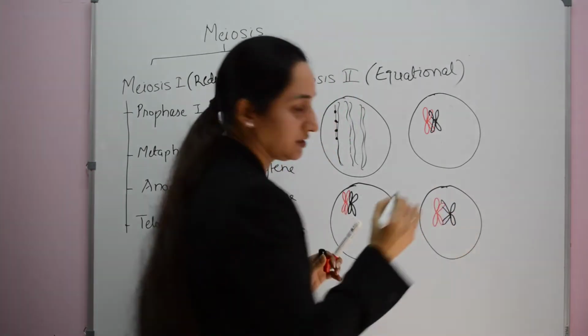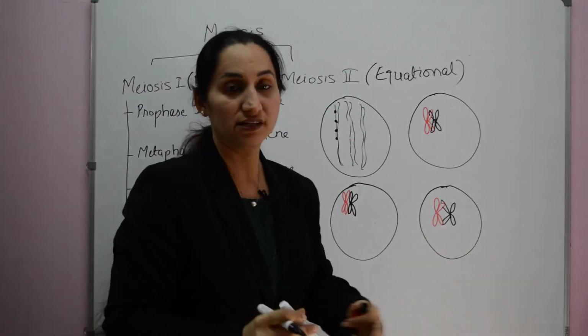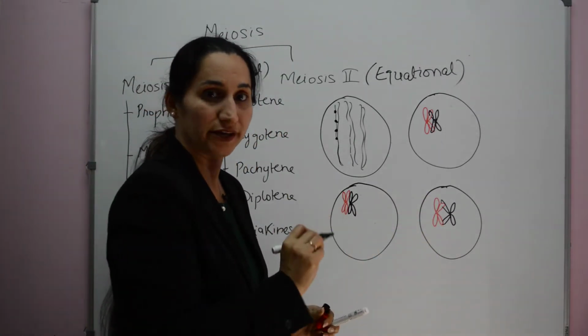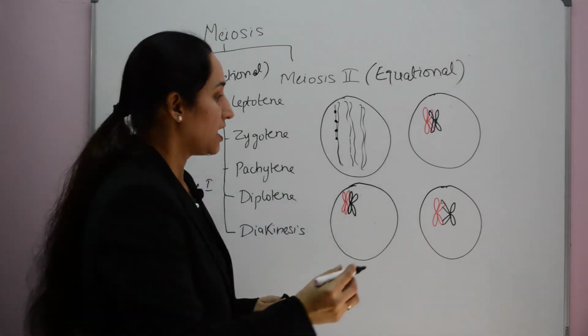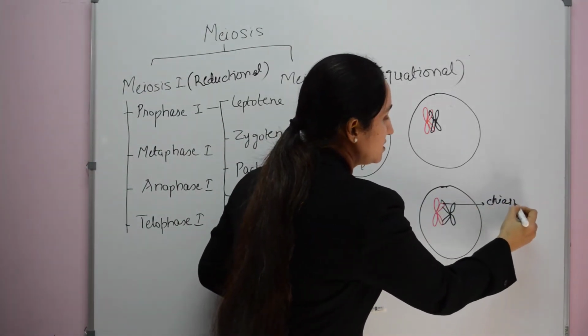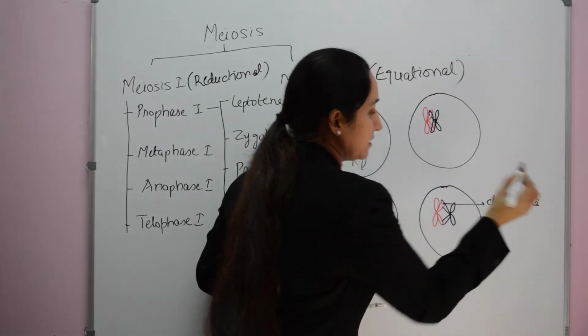Now what can we see? Now we can see very clearly the places where they are connected or joined. These places are known as chiasmata.